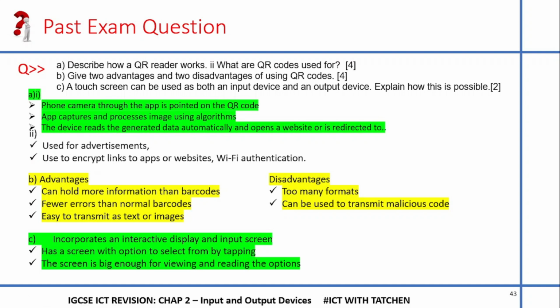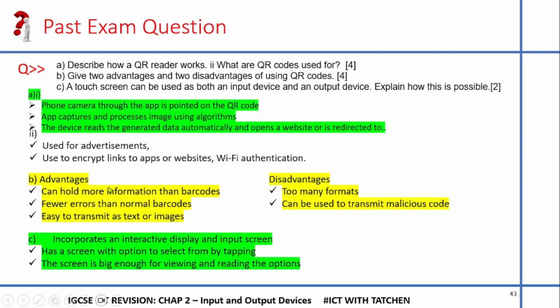So once these algorithms are able to decode this image, it's able to generate data automatically, and if it's a website, it opens up that website for you or redirects you to that website. If it has to give you access to something, that is exactly what happens. So that's basically how a QR code would work. Then when you talk about uses, you can use them for advertisements. Most companies use them for advertisement. You use them to encode links to apps or websites, or for Wi-Fi authentication. Some people use them for surveys. You just scan a QR code and you can contribute to a survey. Or make payments.